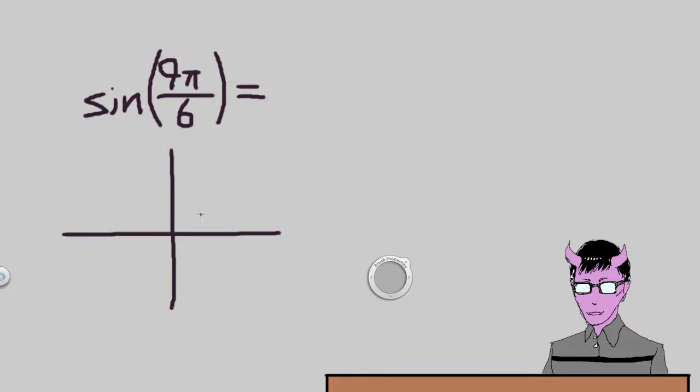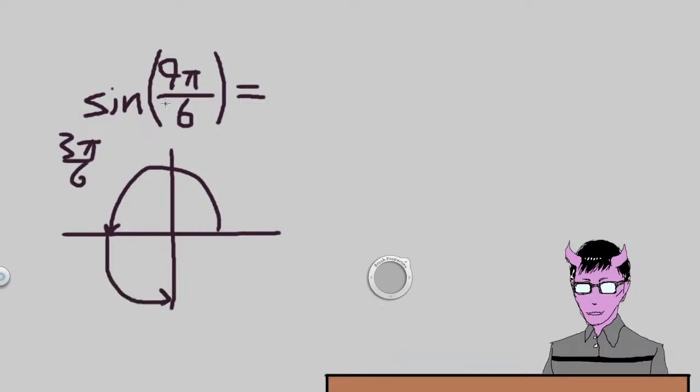So which quadrant do we end up in? So this is going to be quadrant 1. Nope. So 9 is past 6, so we're past the halfway point. How much are we past? Well, we have 3 pi over 6 left over, which is half a circle.